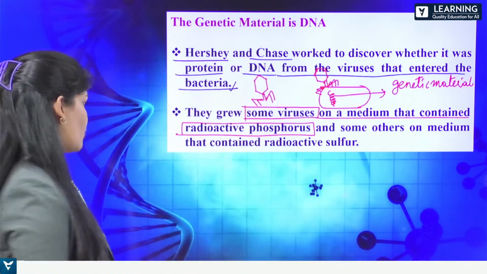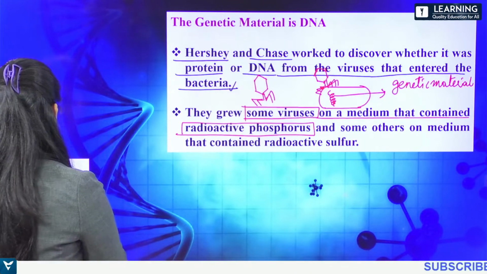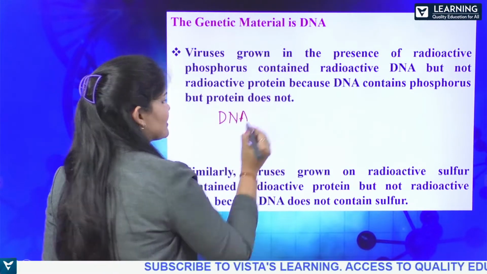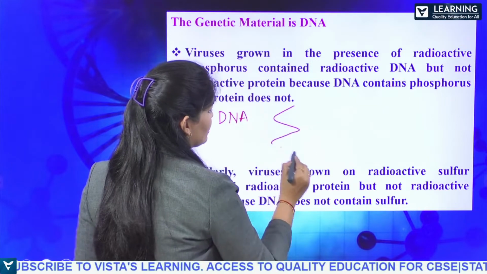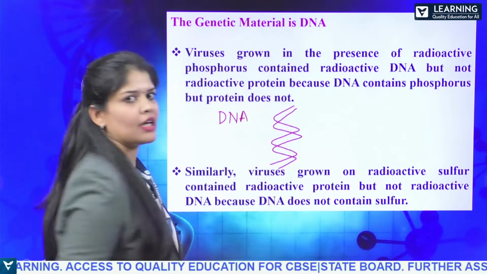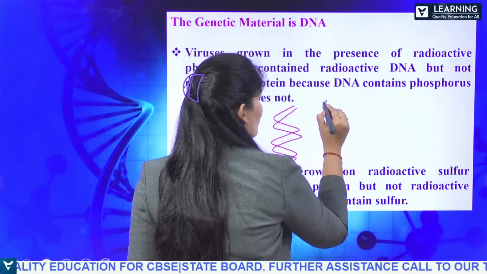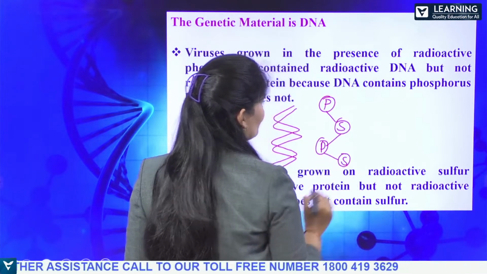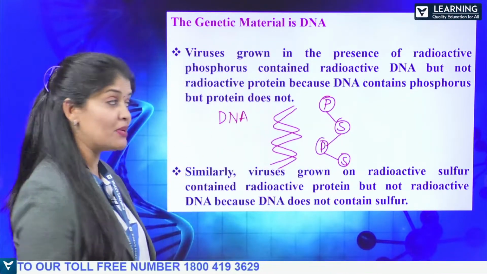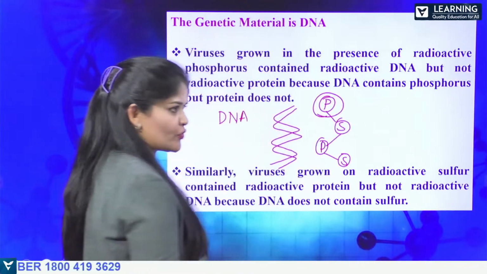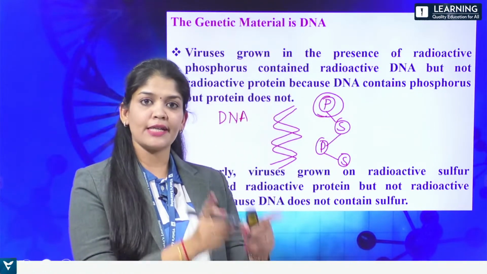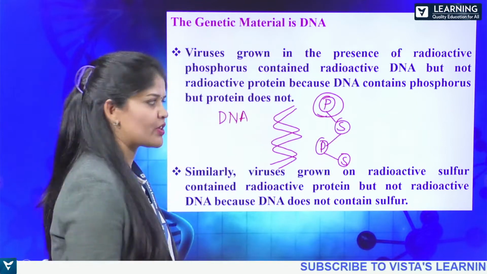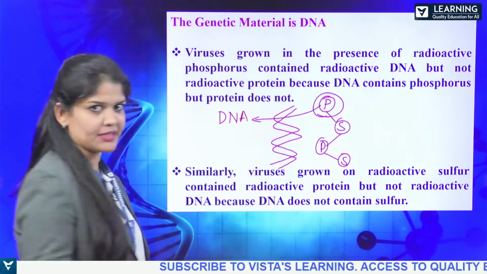Now, we already know DNA in its double helical structure, right? The backbone is made up of phosphate, sugar, phosphate, sugar, phosphate backbone. That means DNA has phosphorus. Just now we said that one plate is labeled with radioactive phosphorus. So this radioactive phosphorus will enter into the DNA of the viruses.